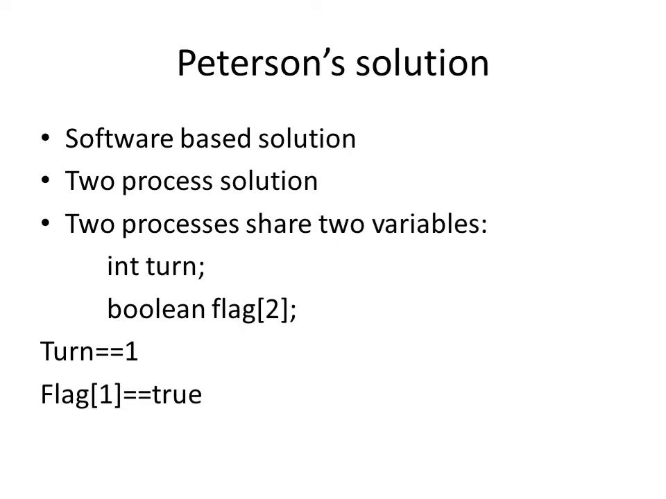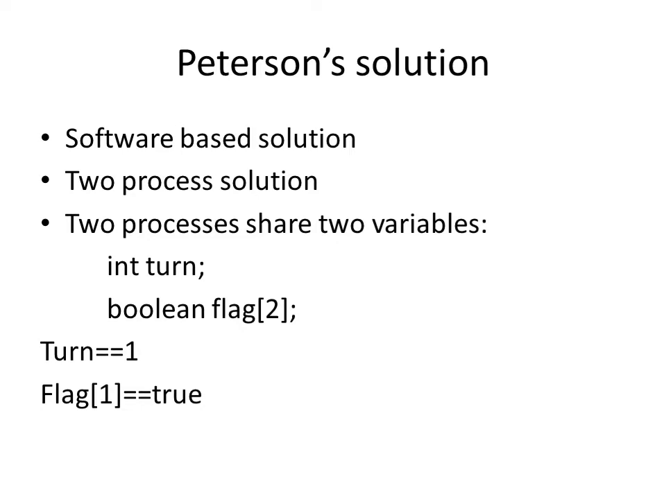And the next data structure is boolean flag of 2. Here the boolean holds either true or false, and the flag is an array. The size of the array is 2. It holds either 0 or 1. Why? Because we took the processes P0 and P1. The flag array is used to indicate if a process is ready to enter its critical section.